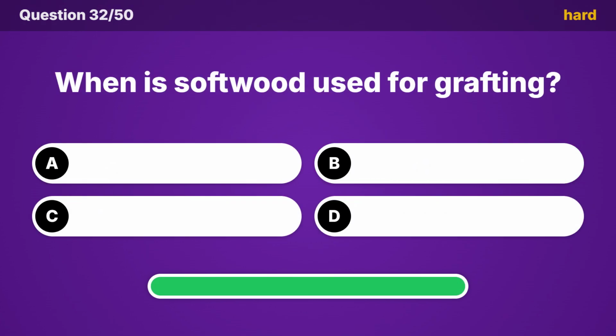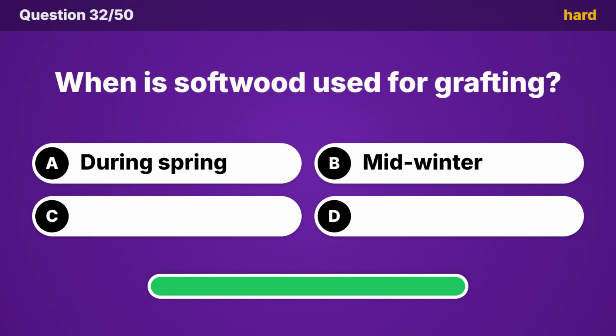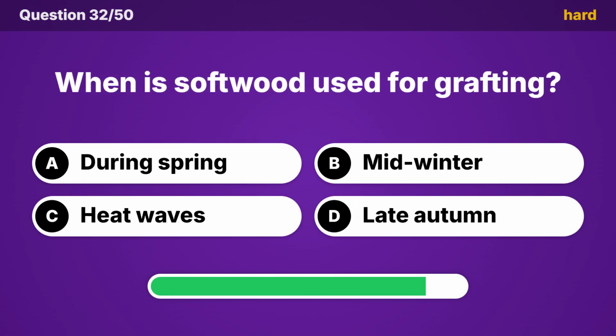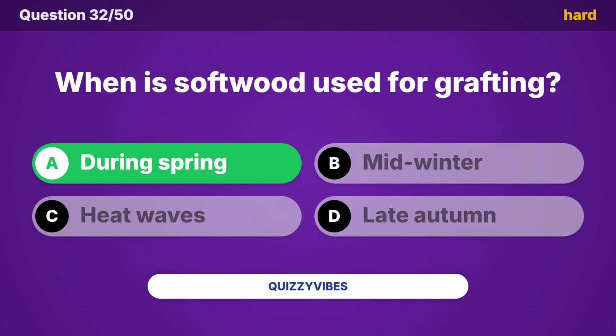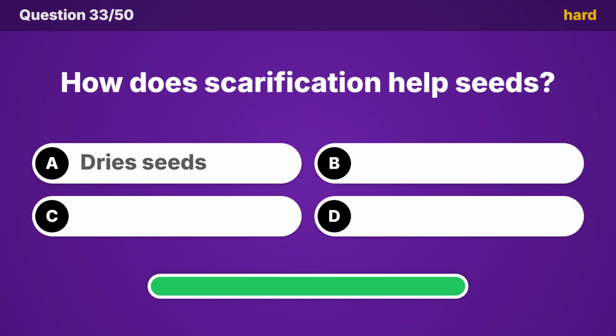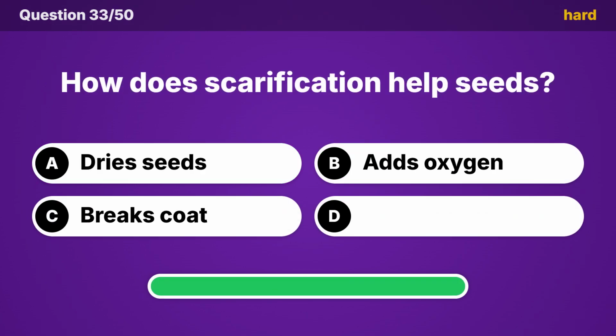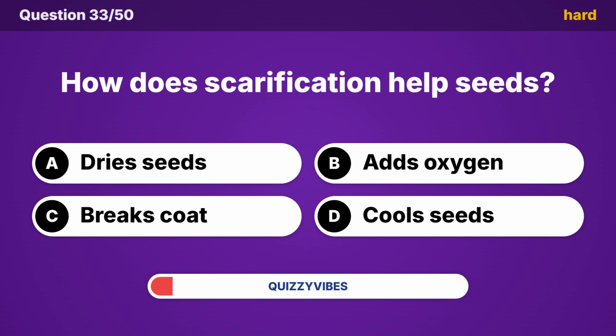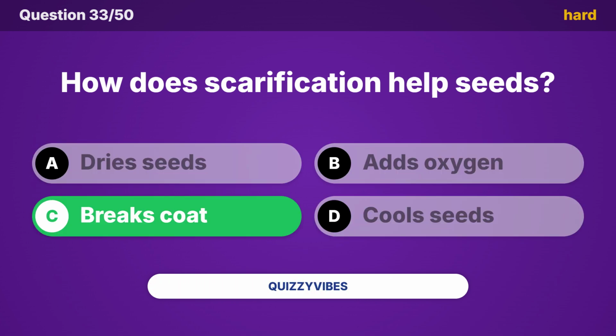When is softwood used for grafting? Did you guess it? The answer is during spring. How does scarification help seeds? The answer is breaks coat.